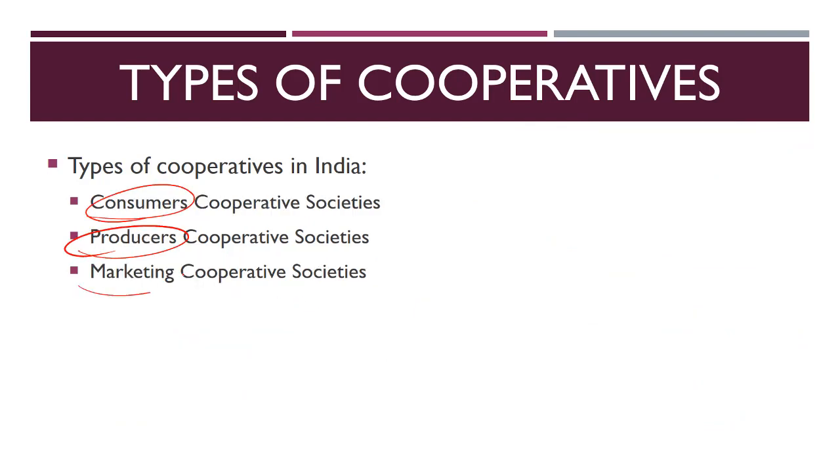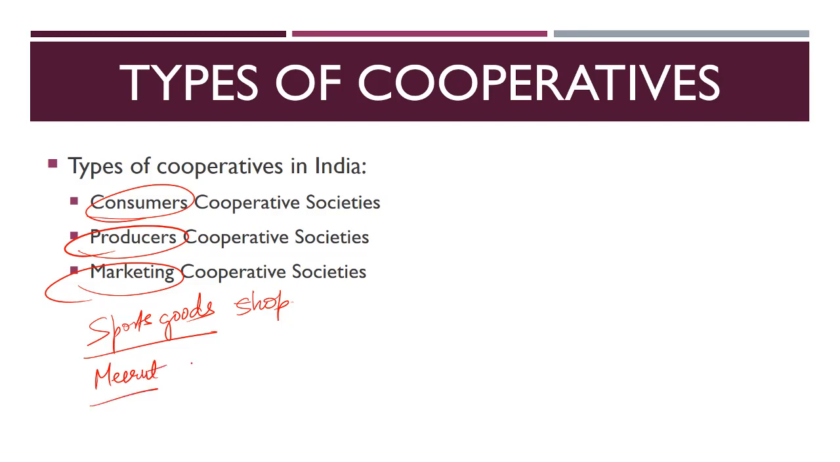Similarly, marketing cooperative societies. Cooperative societies are also there for industries. For example, let's say I have a sports goods shop in a city. Let's say it's in Meerut, because Meerut is famous for sports goods. I go to a newspaper and tell them, sir, I want to put my ad in your newspaper. He says, I will put your ad, but I will charge you rupees 50 lakh for, let's say, 10 ads.